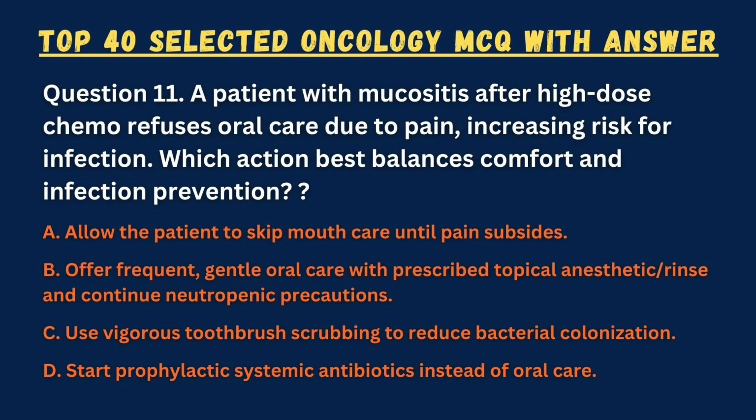Question 11. A patient with mucositis after high-dose chemo refuses oral care due to pain, increasing risk for infection. Which action best balances comfort and infection prevention? A. Allow the patient to skip mouth care until pain subsides. B. Offer frequent, gentle oral care with prescribed topical anesthetic or rinse and continue neutropenic precautions. C. Use vigorous toothbrush scrubbing to reduce bacterial colonization. D. Start prophylactic systemic antibiotics instead of oral care.